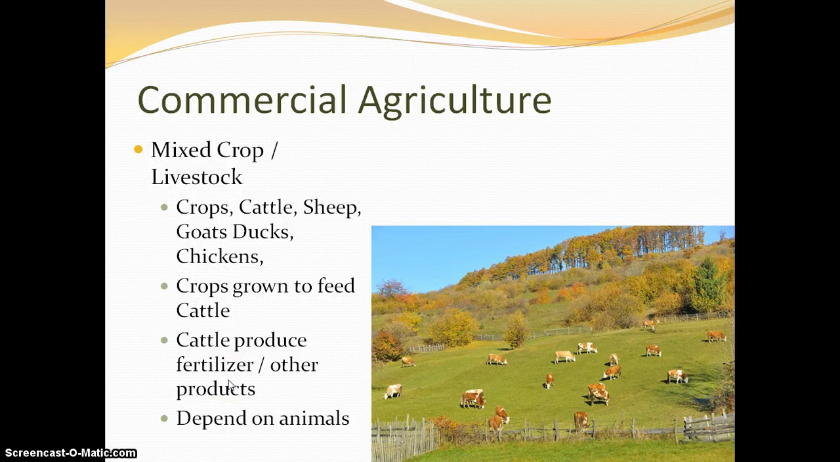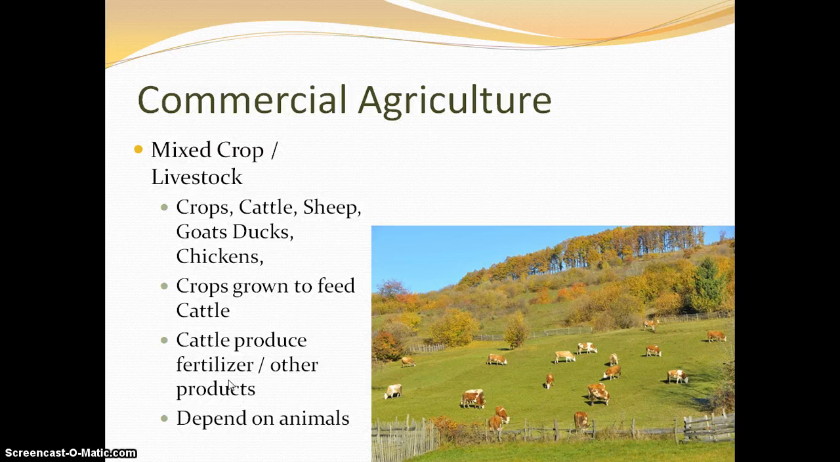Today we're going to continue our conversation from last time, which is commercial agriculture, going through the different types of commercial agriculture. Last time we discussed plantation agriculture and Mediterranean agriculture. Today we're going to move on and talk about what's called mixed crop and livestock agriculture, as well as ranching.